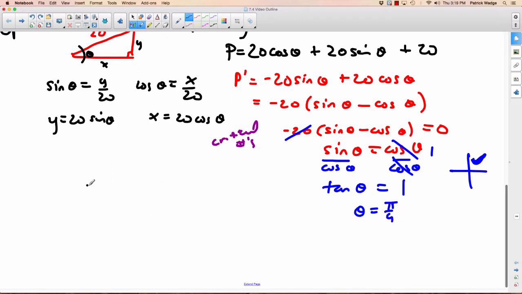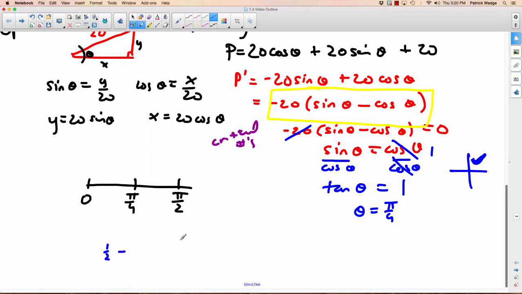So we're ready to put stuff on our wiggle graph. We're going to put pi over 4, and we're going to put our endpoints. It goes from 0 up to pi over 2. And we're going to test it. Where are we going to test it? Right here. So why don't we go pi over 6, or 30 degrees here. So sine 30 is 1/2, minus cosine 30 is root 3 over 2.